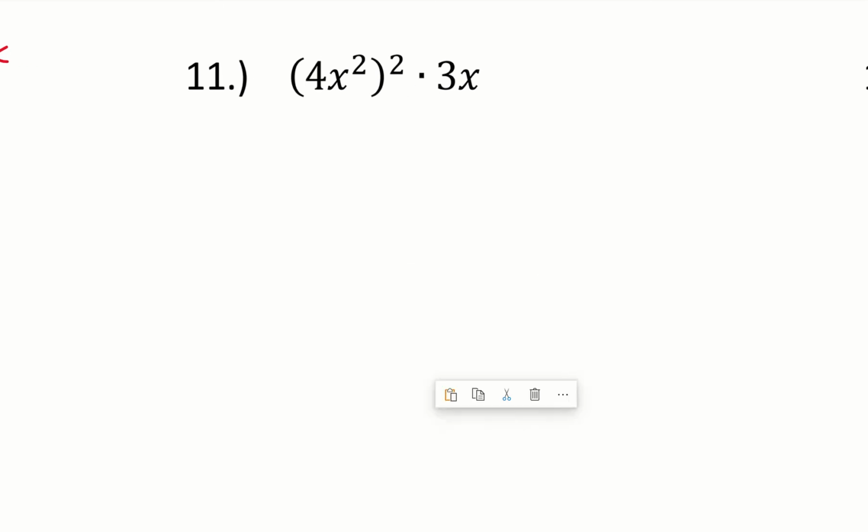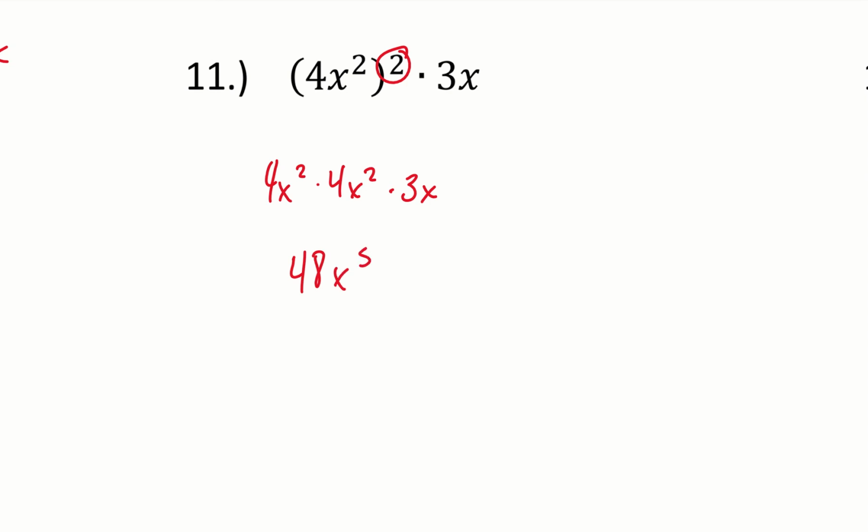This is the same type of problem as the last one. There's 2 of them. So if there's 2 of them, 4x squared times 4x squared, that's all it's meaning. Times 3x. 4 times 4 is 16. 16 times 3, well, 16 times 3 is 48. X to the fifth.